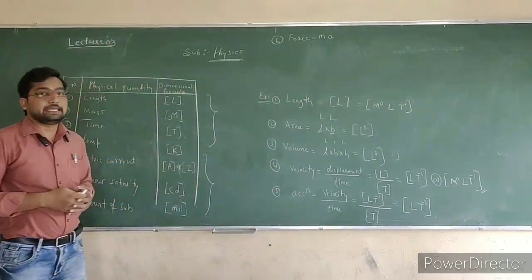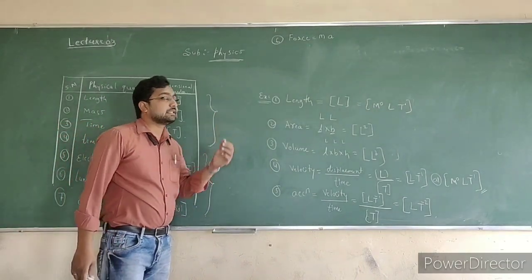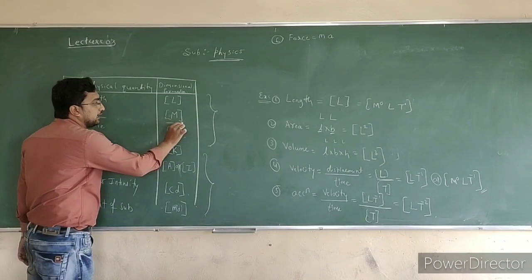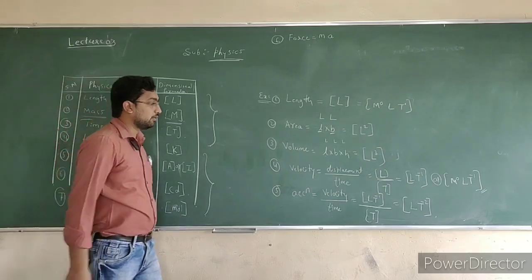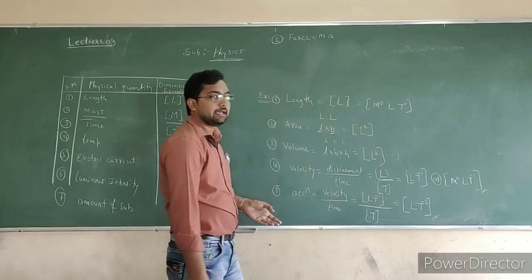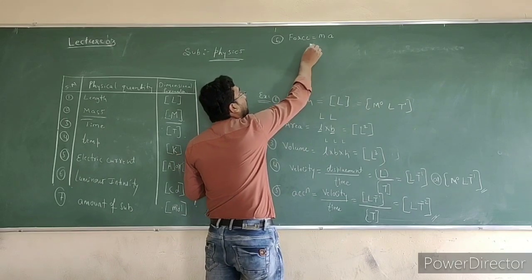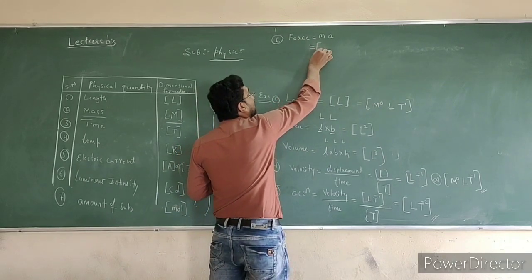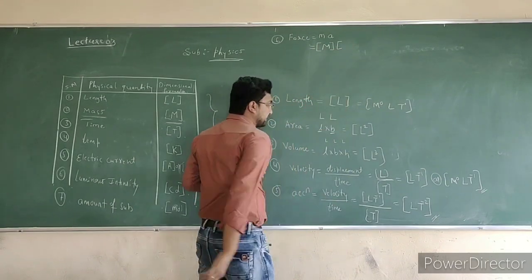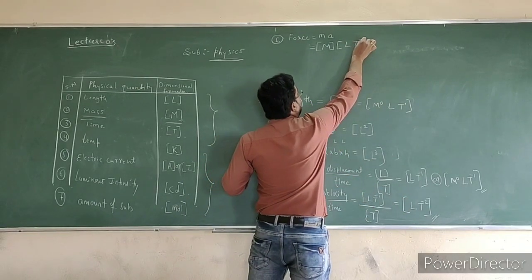What do you mean by m here? M is nothing but mass. A indicates acceleration. So what is the dimension formula for mass? The dimension formula for mass is capital M. And what is the dimension formula for acceleration? The acceleration dimension formula is L T to the power minus 2. With the help of these two, we are going to write the dimension formula for force.